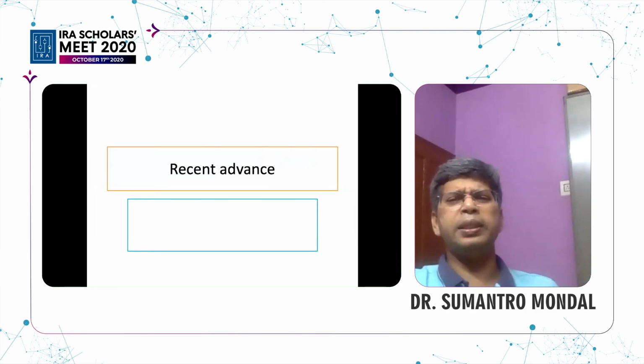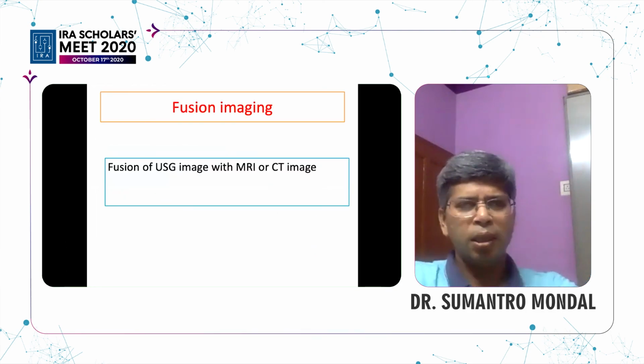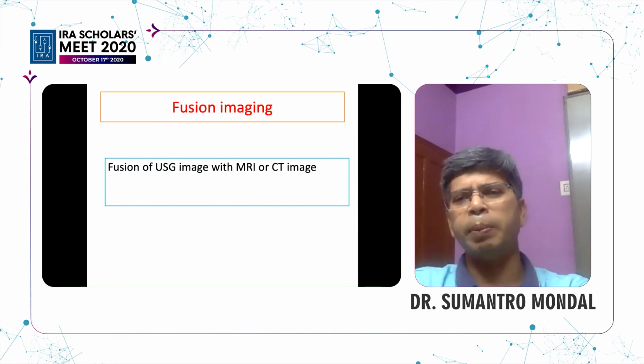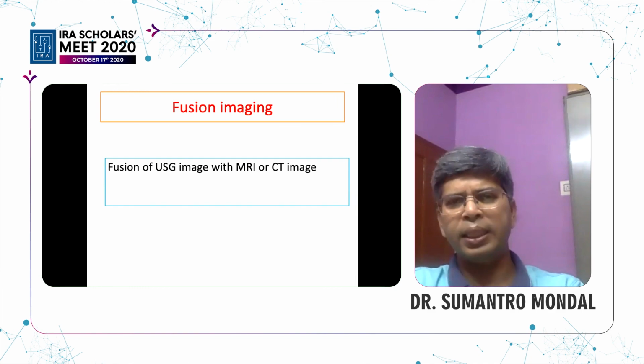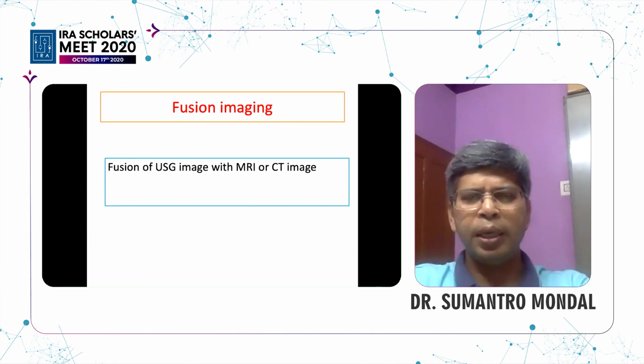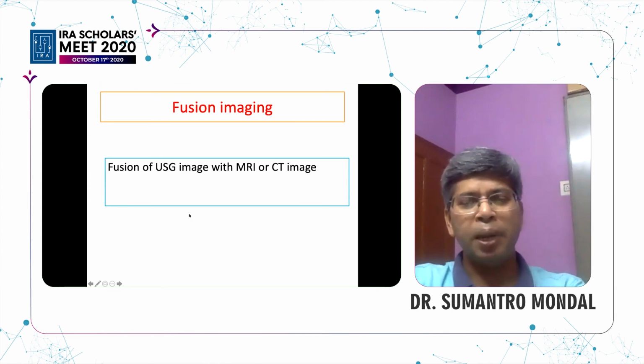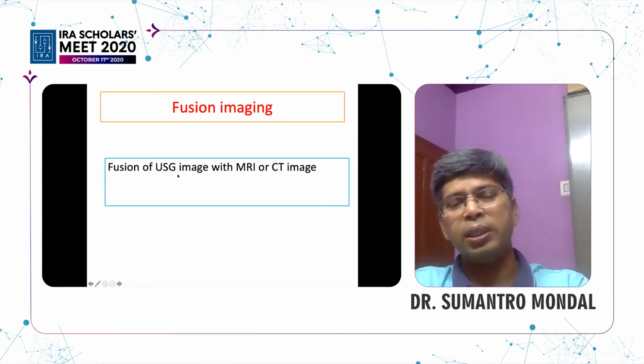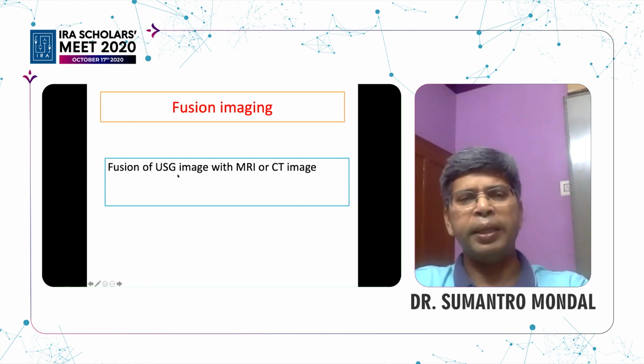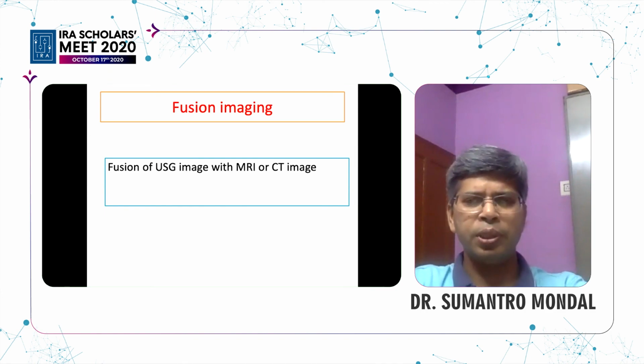And a few words about the recent advances on the two slides. We can fuse the USG image with MRI and CT image. With USG, basically you get a lot of resolution for whatever structure is visible. And we get the vascularity. You can see vascularity very well with ultrasonography, and that image can be fused with MRI or CT image to give a lot of information. That is an advancement in the USG.